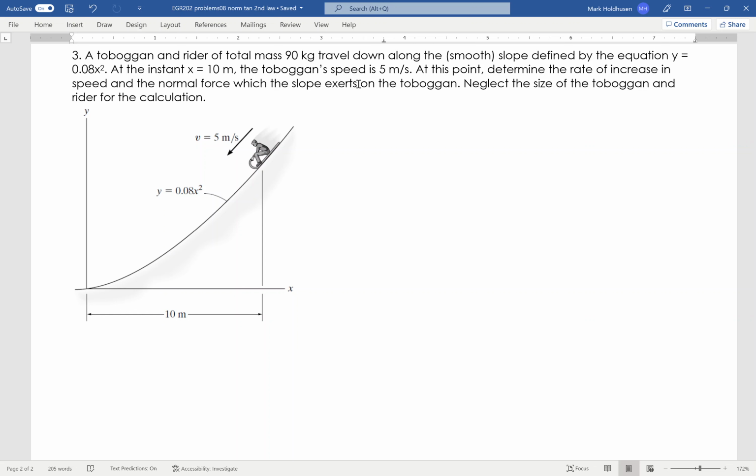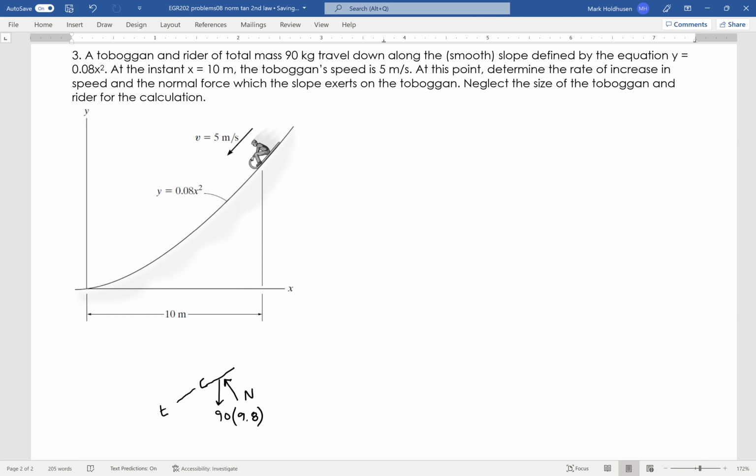Okay, so here's what we've got. We're going to draw a free body diagram. I've got my sled right there. We know we have 90, that'd be kilograms, so that's going to be 90 times 9.8. That's the toboggan and the kid going like that. The other thing I know I have is a normal force in this direction, and I'm trying to figure that out. Now I'm trying to figure out my tangential acceleration, which would be like that.